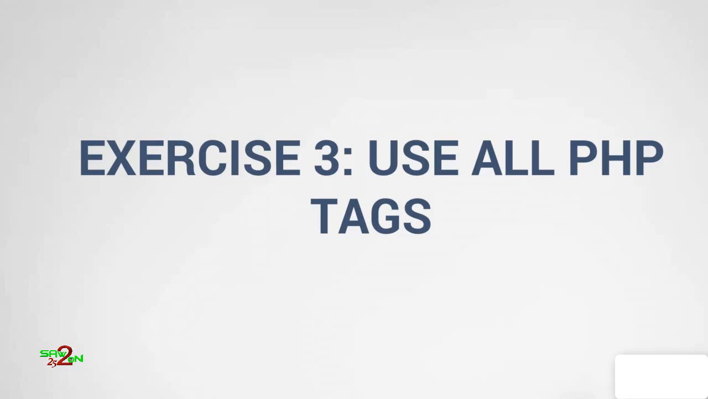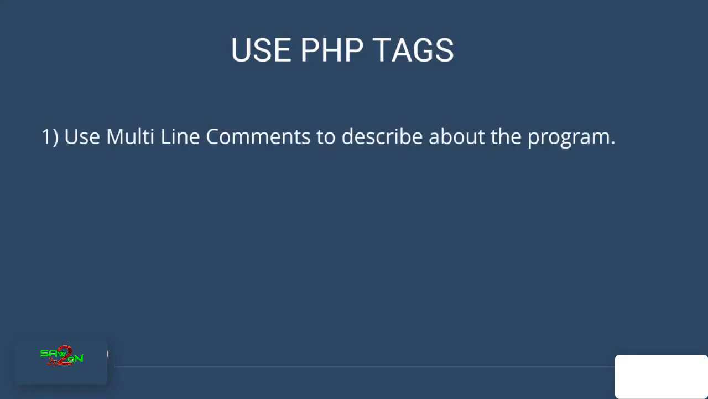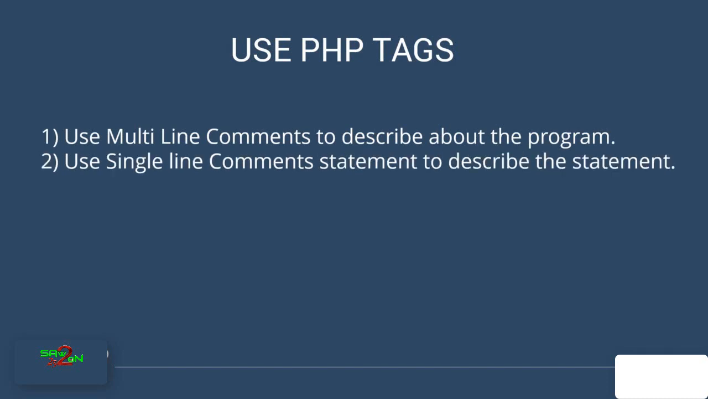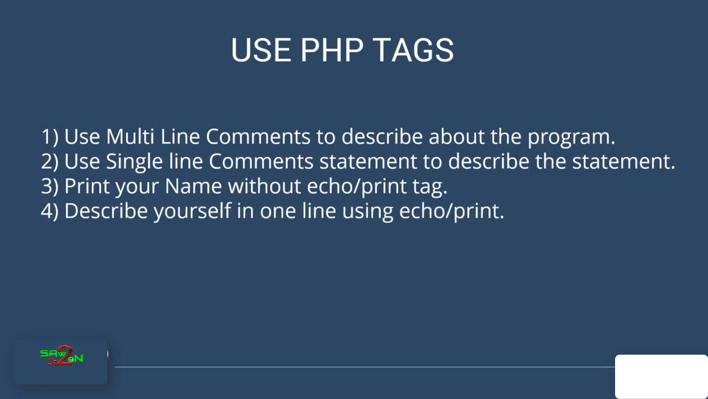Welcome to the exercise 3. In exercise 3, we will use all the PHP tags that we have seen so far. Okay, so here what we're going to do, we're going to use all the PHP tags. We will use multi-line comments to describe about the program. Okay, second, you will use single line comment statement to describe that statement. Then you'll print your name without echo or print tag. You have already seen that. Describe yourself in one liner using echo or print. Okay, we have also seen this, but we will use all the tags together just to show that we know how to write a PHP program when this kind of questions is being asked. Pause the video here and do this exercise, and then come back here to check the answers.